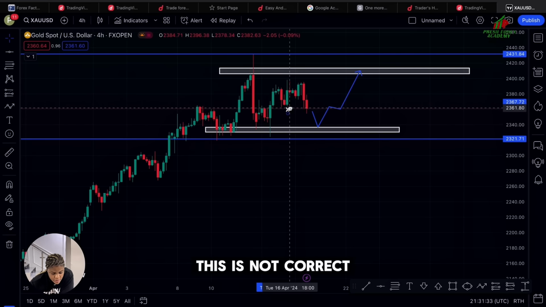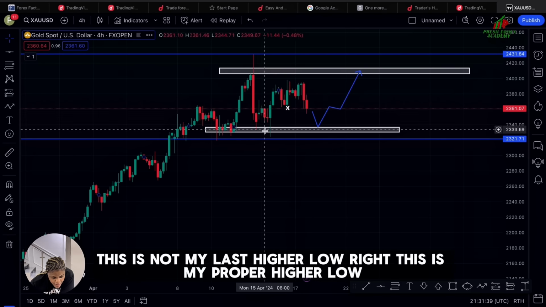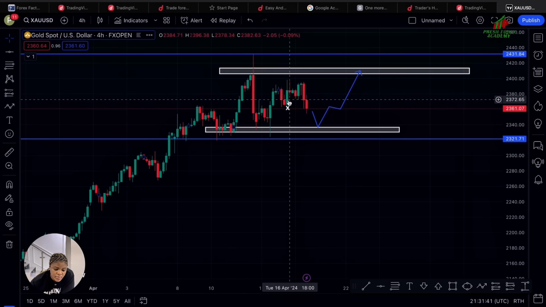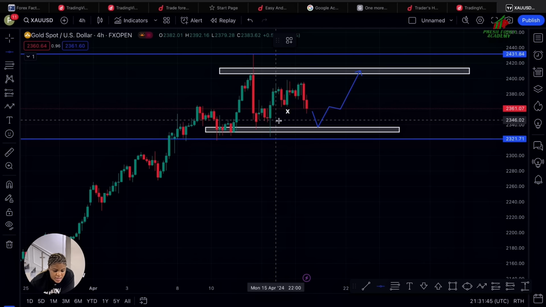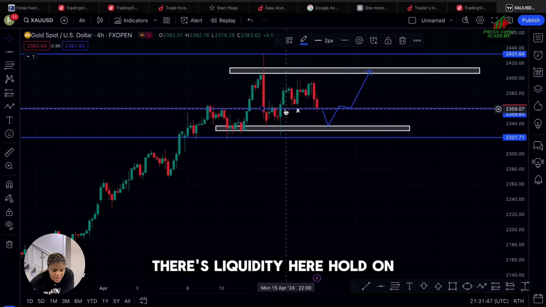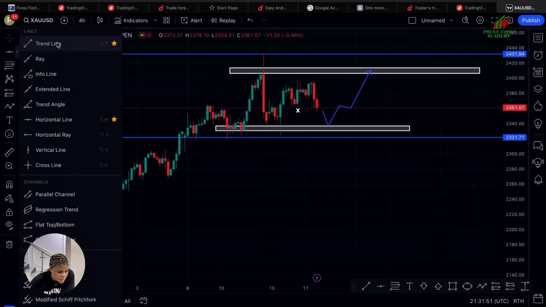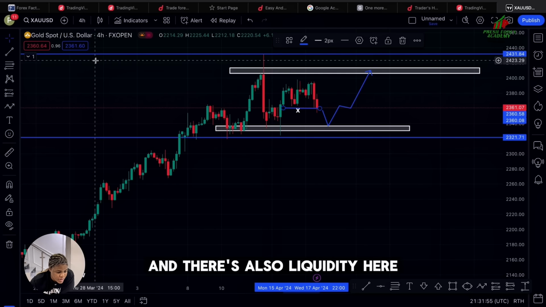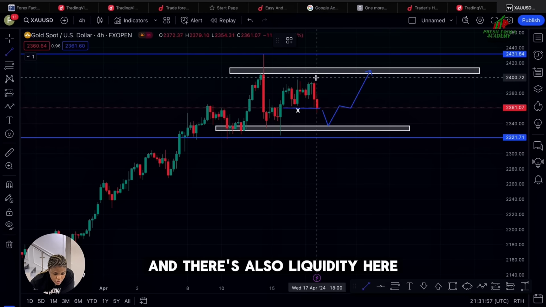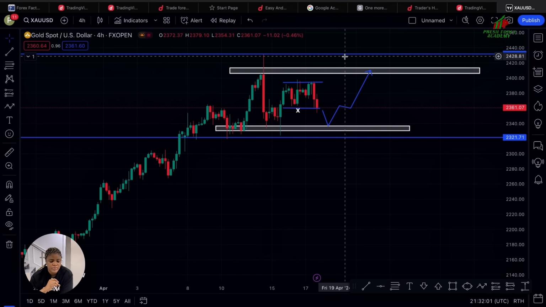This is not correct. This is not my last higher low, right? This is my proper higher low. So for SMC traders, there's liquidity here. Hold on. There's liquidity here, and there's also liquidity here.